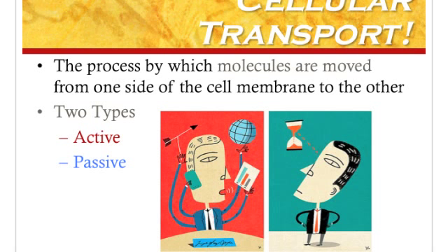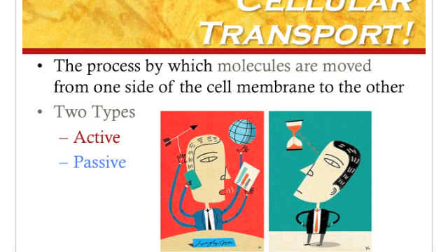So, cellular transportation is a process where molecules are moved in and out of the cell, from one side of the cell membrane to the other. There are two types of cellular transportation. You have active transport and passive transport.